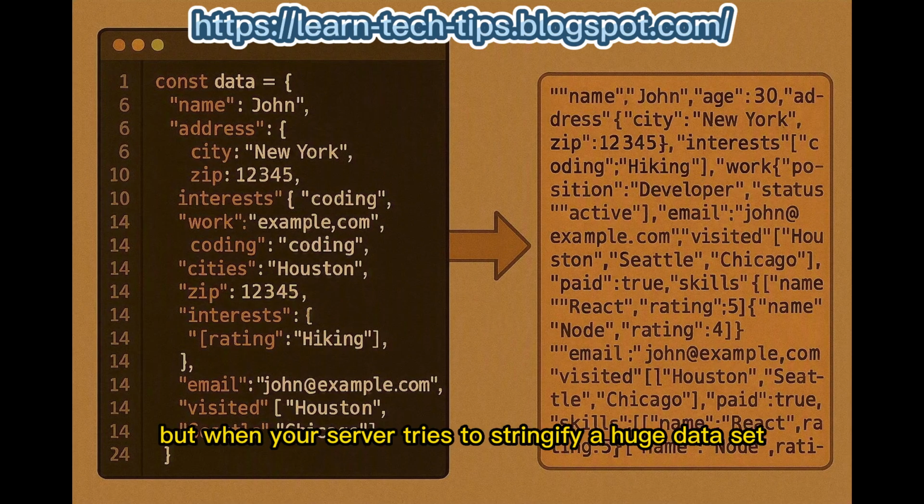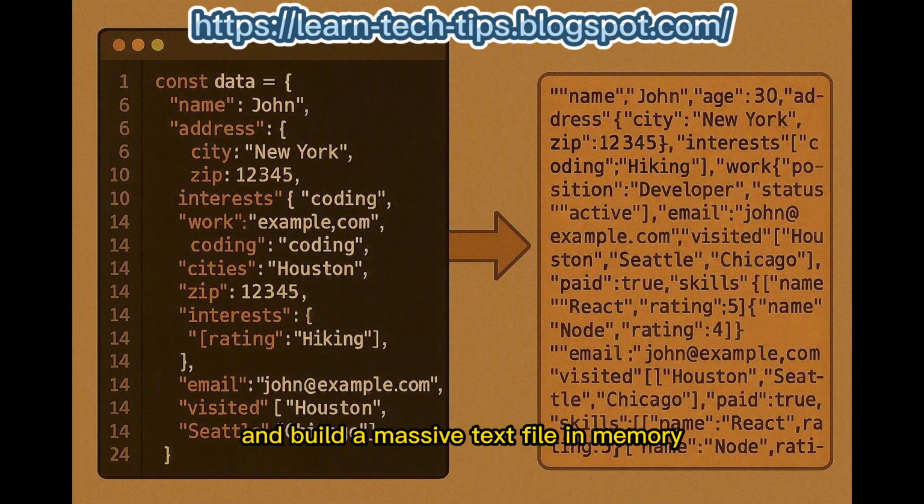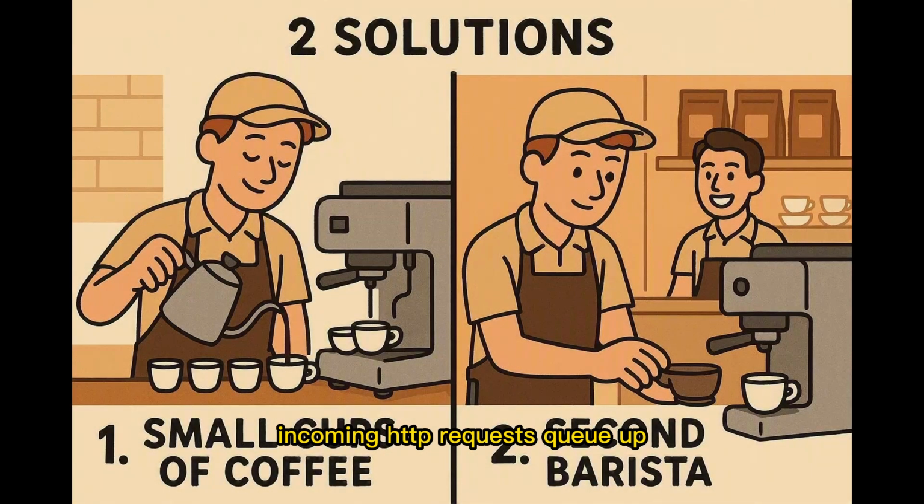But when your server tries to stringify a huge dataset, like a 20 megabyte report or thousands of database rows, Node.js has to inspect every single property, check its data type, format strings, and build a massive text file in memory. Because this is a pure CPU task, Node.js cannot delegate it to anyone else. Your single thread freezes. Incoming HTTP requests queue up, health checks fail, and your server appears completely dead to the outside world. How to fix it.